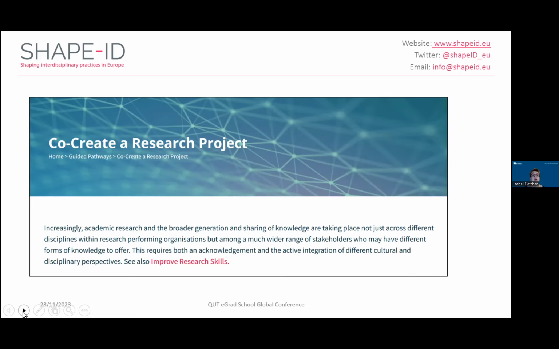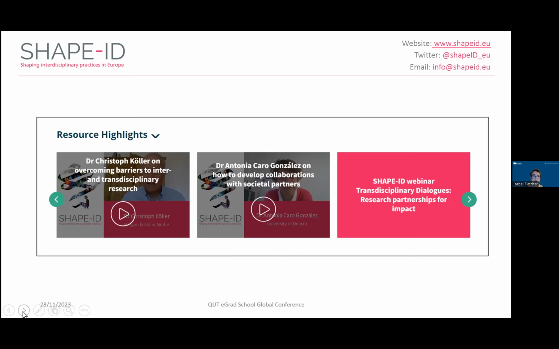wind back a little, the head of the page has some resource headlines, most of which we have created. So there's a short video by one of our expert panel on overcoming the barriers to transdisciplinary research, and another one on how to develop collaborations with societal partners. And there's a recording of a webinar. We did a series of webinars called Transdisciplinary Dialogues, and this one is on research partnerships for impact.